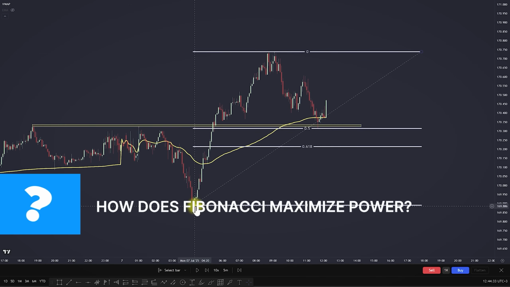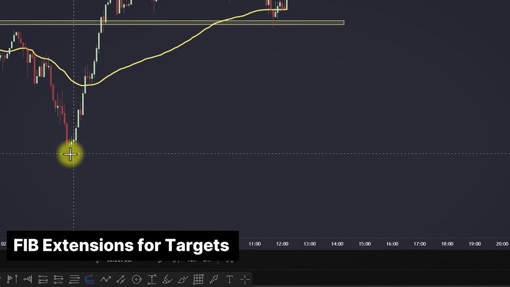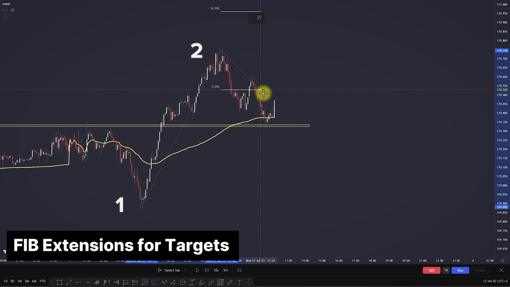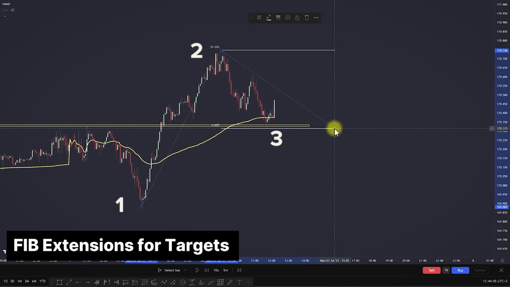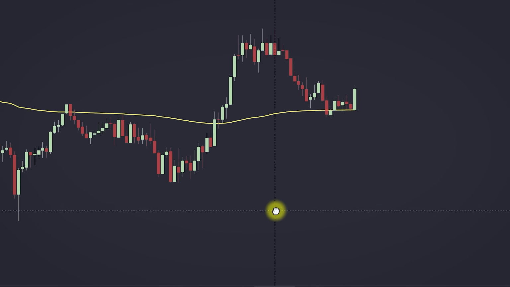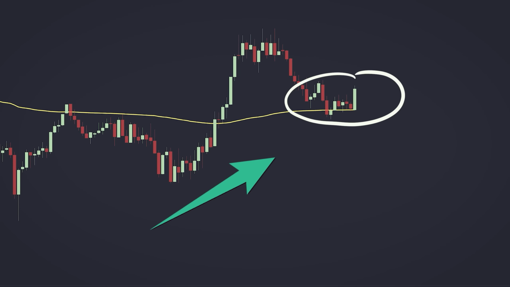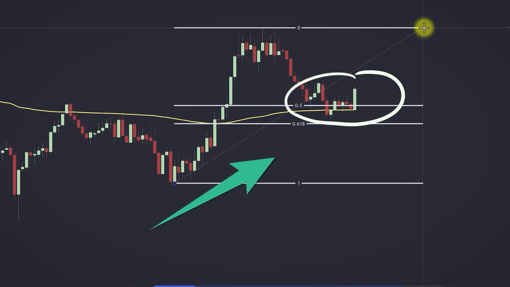And here's where it gets really powerful. You can use Fibonacci extensions to set logical profit targets. The 161 and 261 extension levels are where institutional traders often take profits. Let me show you this system in action. We have our uptrend. Price pulls back to VWAP, and that line happens to be right at the 61% Fibonacci retracement. That's your perfect entry zone.